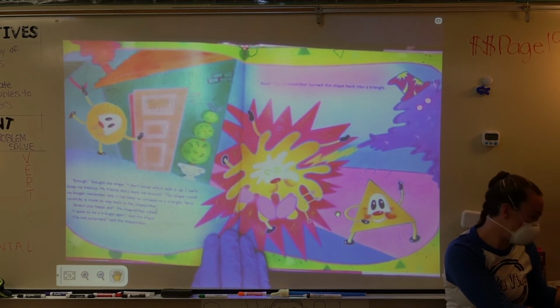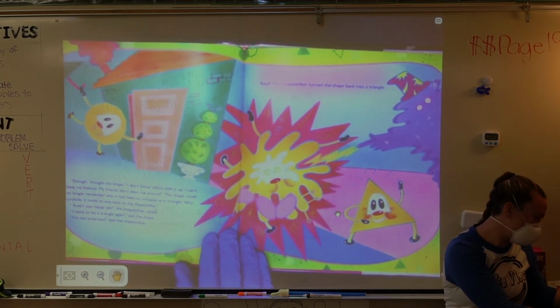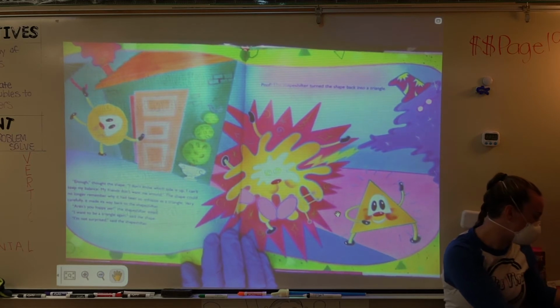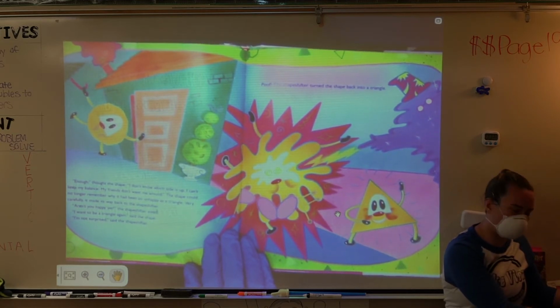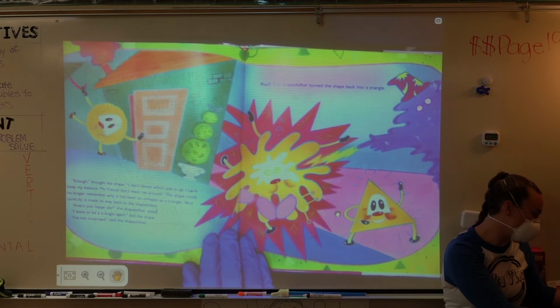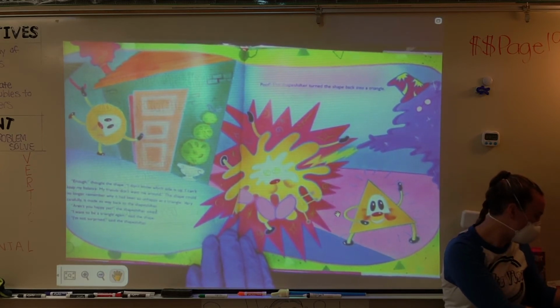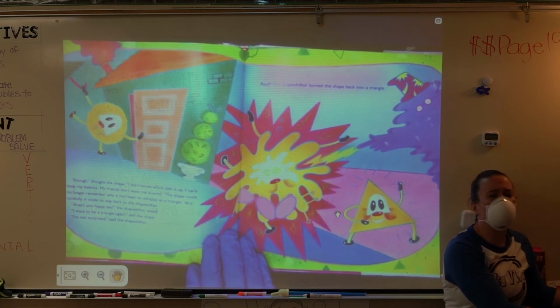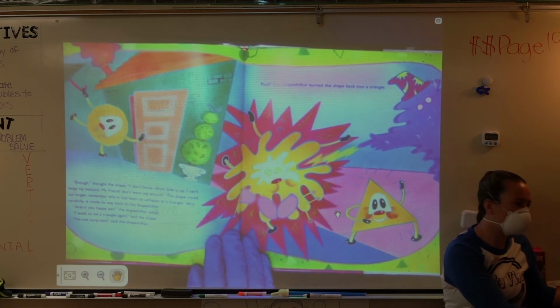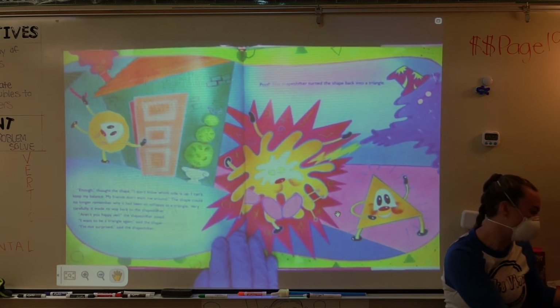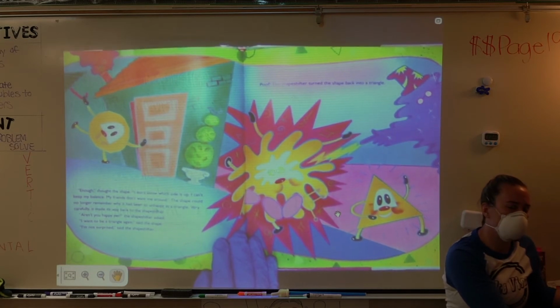"Enough," thought the shape. "I don't know which side is up. I can't keep my balance. My friends don't want me around." The shape could no longer remember why it had been so unhappy as a triangle. Very carefully, it made its way back to the shapeshifter. "Aren't you happy yet?" said the shapeshifter. "I want to be a triangle again," said the shape. "I'm not surprised," said the shapeshifter. Poof! The shapeshifter turned the shape back into a triangle.